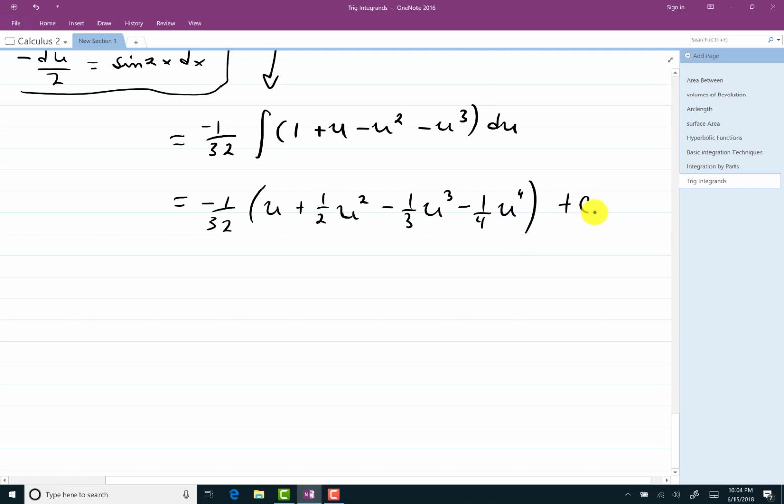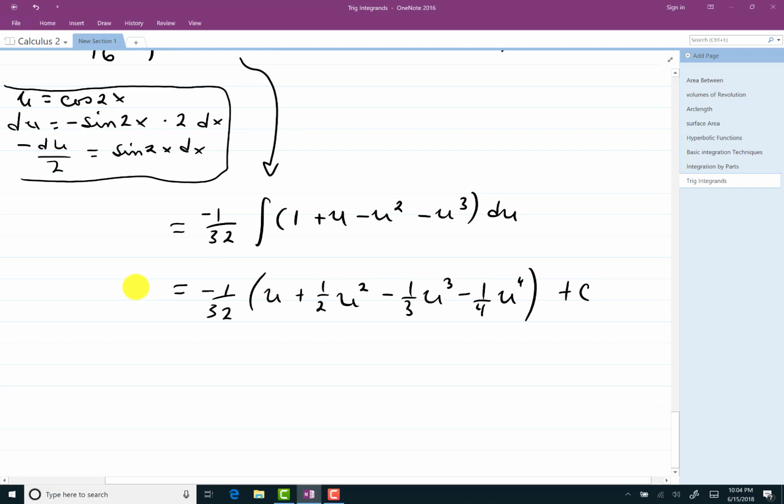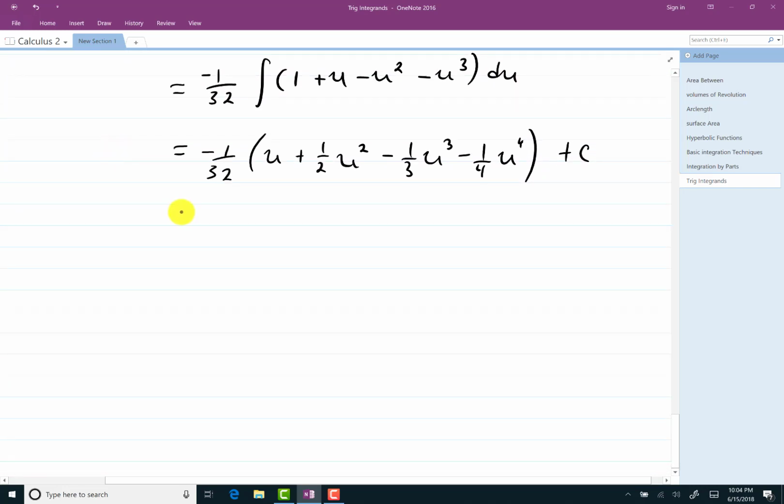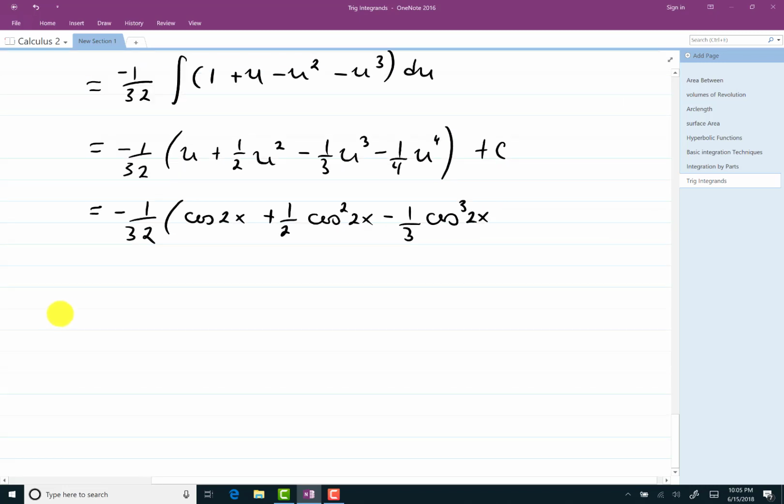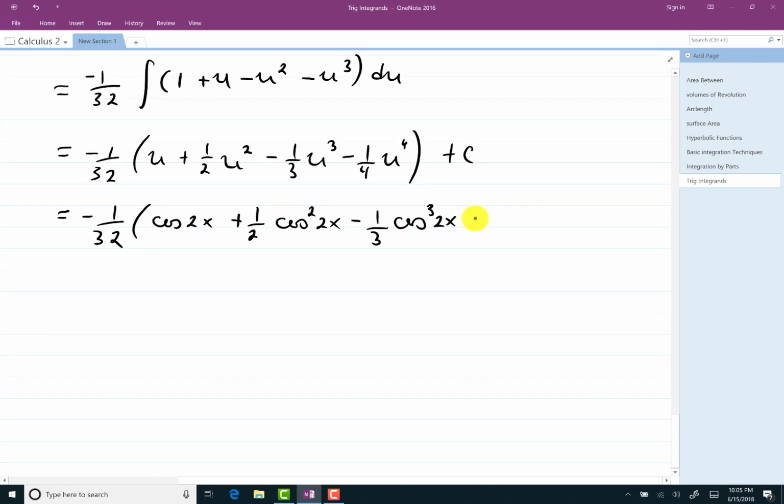Don't forget your plus c. And then what was my u? u was cosine of 2x. So let's throw those in there. Negative 1 over 32. We have cosine of 2x plus 1/2 cosine squared of 2x minus 1/3 cosine cubed of 2x minus 1/4 cosine to the 4th of 2x plus a constant.